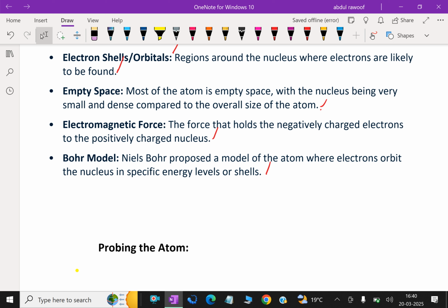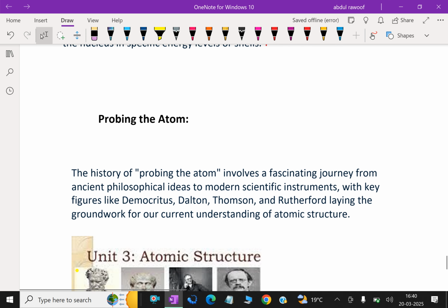Rutherford wrote, "It was quite the most incredible event that has ever happened to me in my life. It was almost as incredible as if you fired a 15-inch shell at a piece of tissue paper and it came back and hit you." This is called the Rutherford experiment. Now we will discuss further about probing the atom.